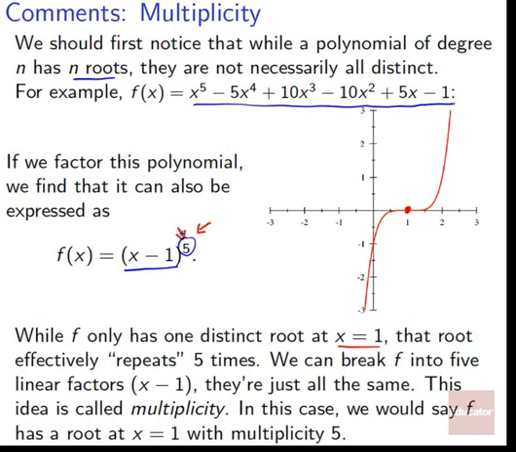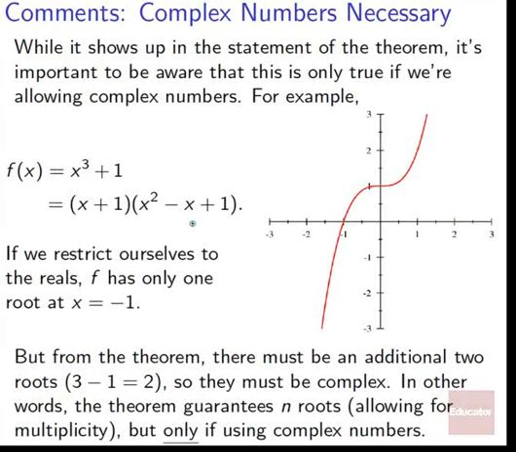So we can break f into 5 linear factors, x minus 1 times x minus 1 times x minus 1 times x minus 1 times x minus 1. They're just all the same linear factor. This idea is called multiplicity, that we can have the same root show up multiple times. We can have the same factor show up multiple times. In this case, we would say f has a root at x equals 1 with multiplicity 5 because the same linear factor containing one root shows up 5 times when we break it into its factors. Complex numbers are necessary. It shows up in the statement of the theorem, but it's really important to be aware that this n-roots theorem is only true if we're allowing complex numbers.